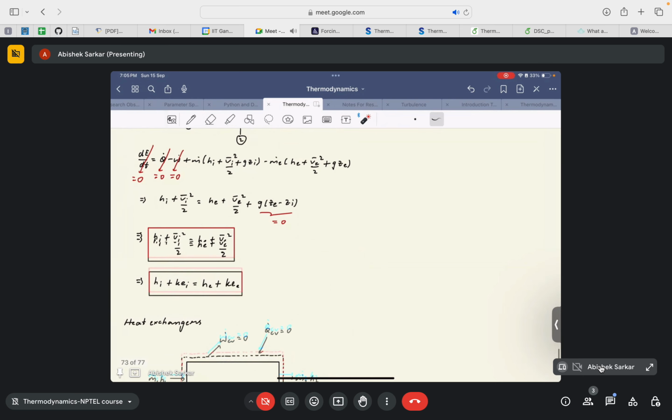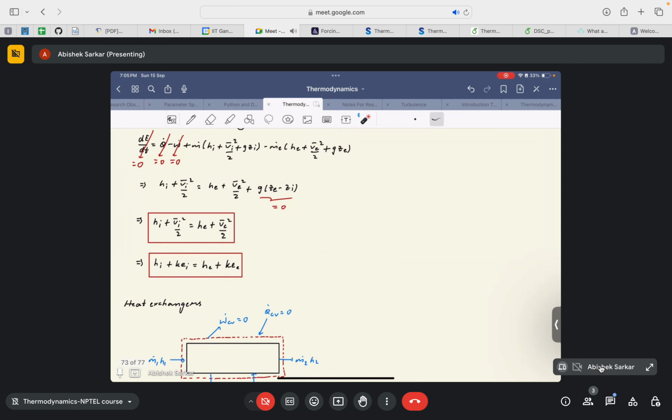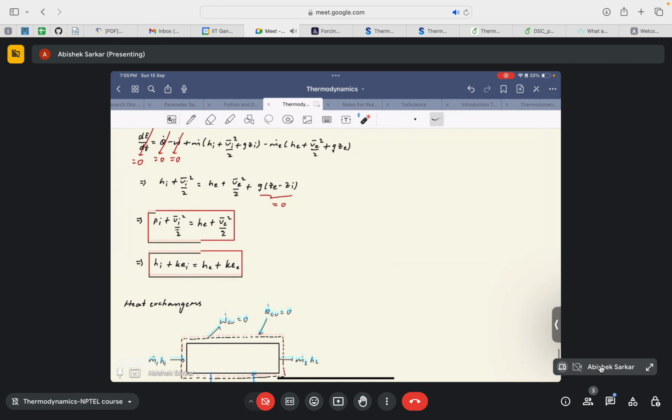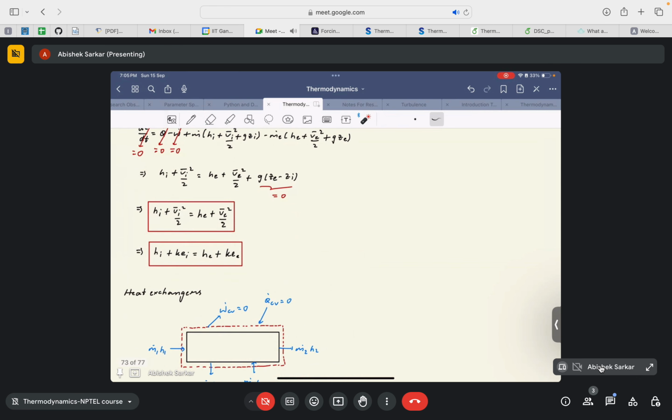Okay, so we will have that hi plus vi square by 2 is equal to he plus ve square by 2. That is, the net inlet enthalpy plus the net kinetic energy at the inlet would be equal to the net outlet enthalpy plus the net kinetic energy at the outlet or the exit. This is the form of the steady flow energy equation in the case of nozzles and diffusers.